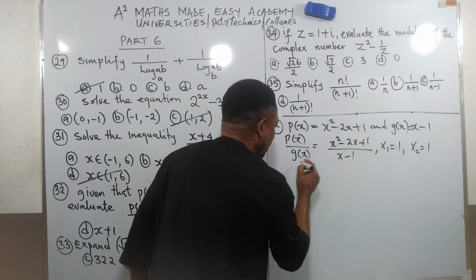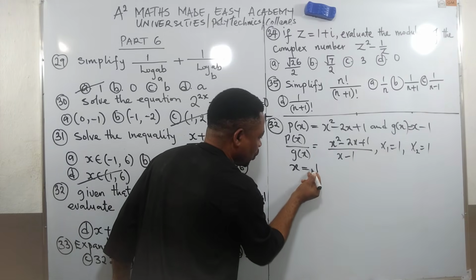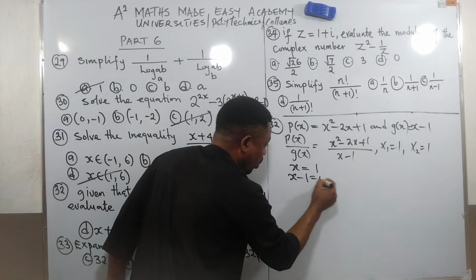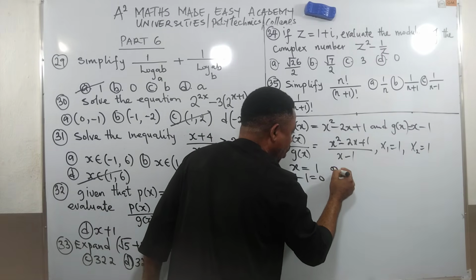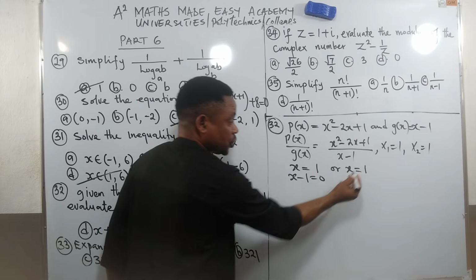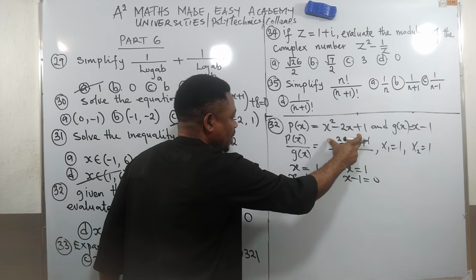Since I've gotten the first value of x to be 1, I want to equate it to 0. So I will carry this one this way. It becomes x minus 1 equal to 0. The other one is also x equal to 1, so it becomes x minus 1 equal to 0. Now the expansion of this is this.